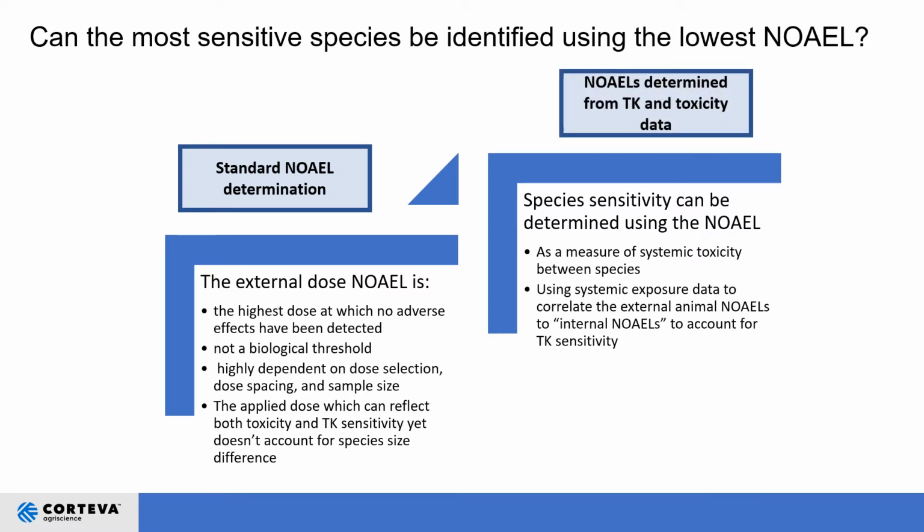However, NOAELs can be derived from both TK and toxicity data, which can allow us to distinguish species sensitivity while considering the following points. The NOAEL is still used as a measure of systemic toxicity comparison between species. However, systemic exposure data can also be used to correlate the external NOAEL to the internal NOAEL to provide data on TK sensitivity.